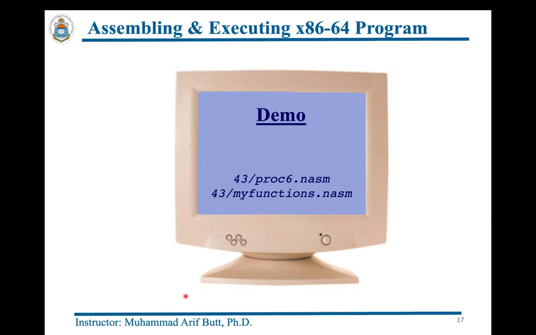Well, dear students, I hope you will be able to download these assembly files and do the assembling and linking. I strongly recommend that you write different utility functions and place them inside this myfunctions.nasm file. And whenever you want to use any of these functions in your program, just declare them with the extern keyword and call them. Last but not the least, do not forget to link your program with the object file, that is myfunctions.o.